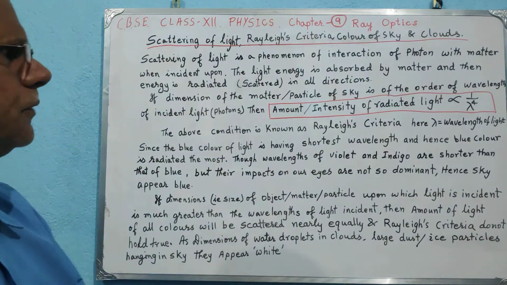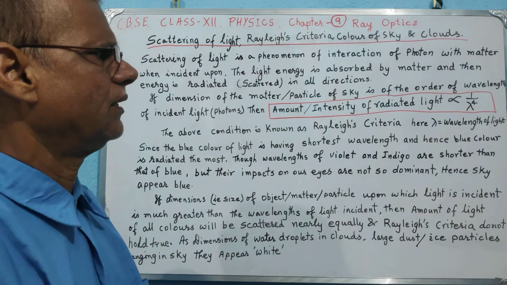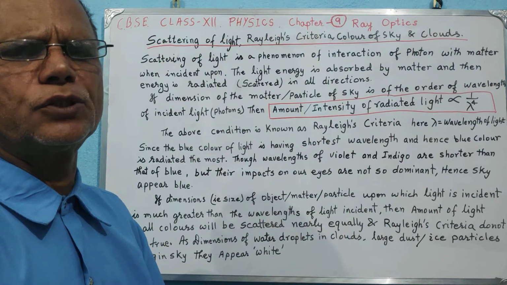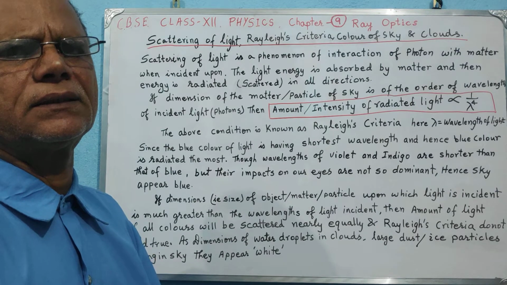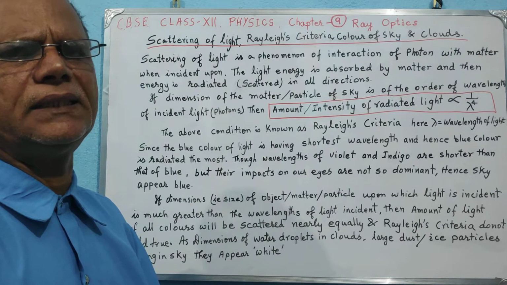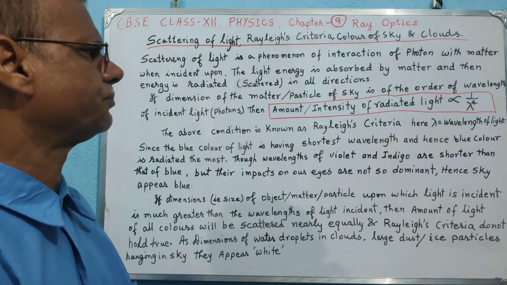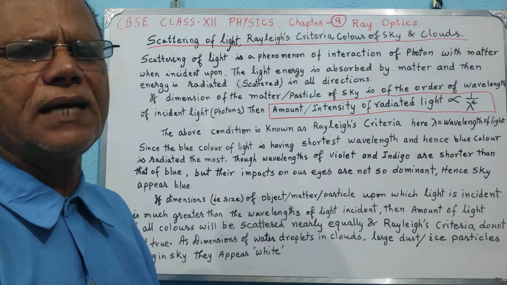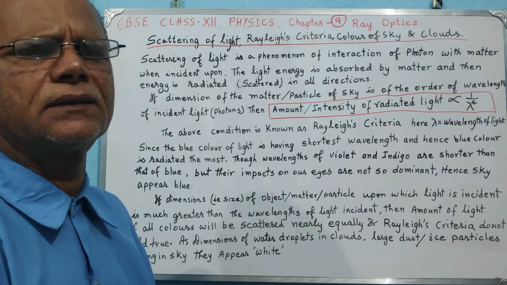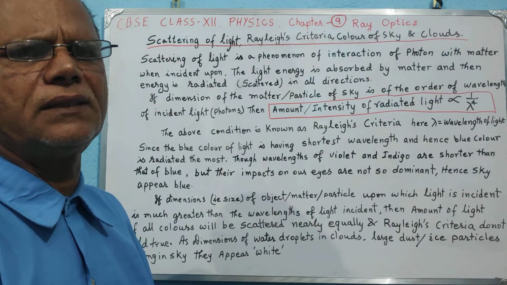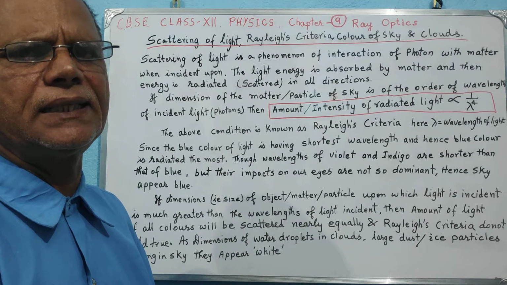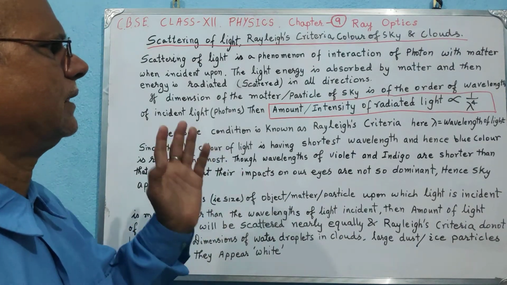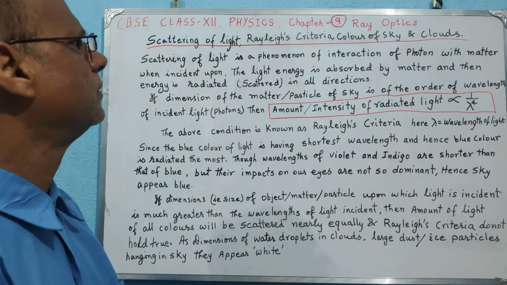It means that if a light has a shorter wavelength, that color of light will be re-radiated more due to scattering, and if a light has a longer wavelength, that color of light will be re-radiated in a lesser amount due to scattering. What is scattering we have already understood.